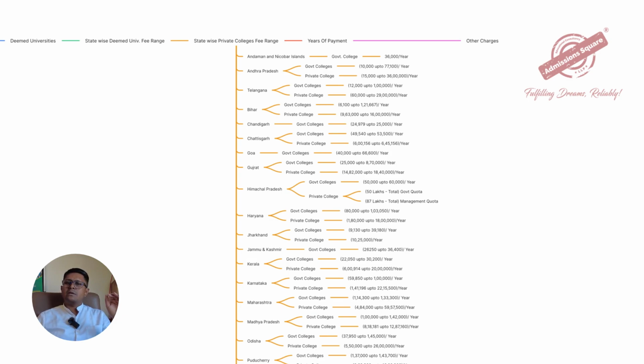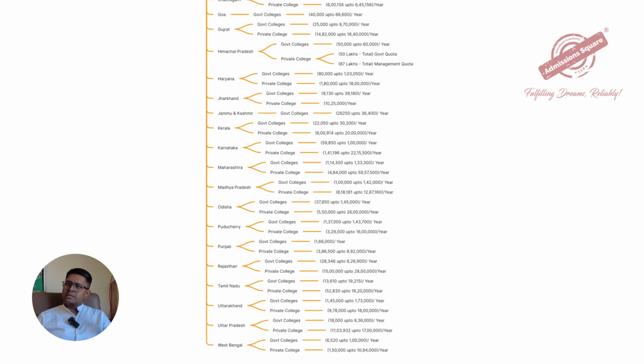So 10, 11, 12 is the standard in Andhra Pradesh also. In Karnataka it is 11 lakhs per year. In Tamil Nadu it is approximately 12 lakh per year. In Uttar Pradesh it is 12 lakh, 13 lakhs per year for the state level institutions. Okay, that is the basic fees across all the colleges in state level.